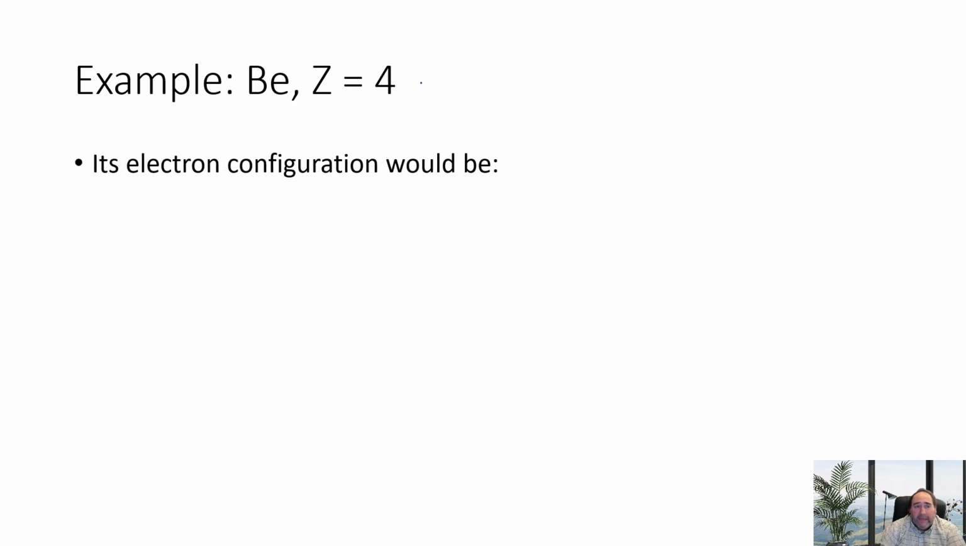So let's fill in that guy, and that happens with beryllium on the periodic table, which is number 4, and gives us a configuration of 1s2, 2s2. Again, we have two electrons on the first energy level.